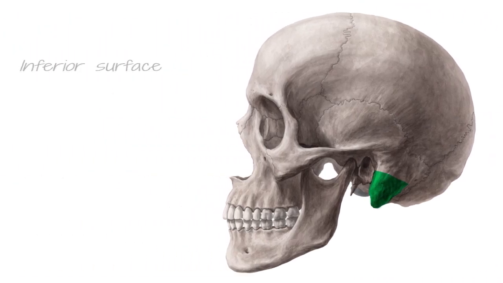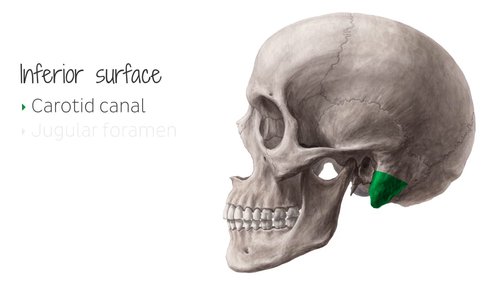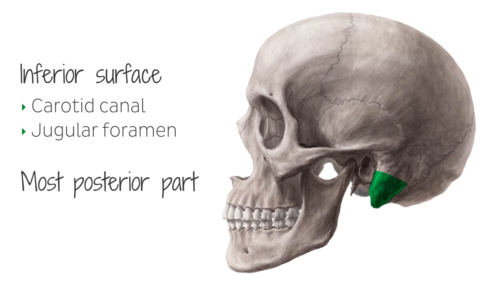The inferior surface contains numerous openings, such as the carotid canal and the jugular foramen. The most posterior part of the petrous portion contains the mastoid process, which is filled with mastoid air cells and lined with mucous membrane inside.